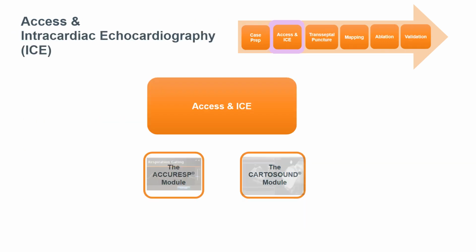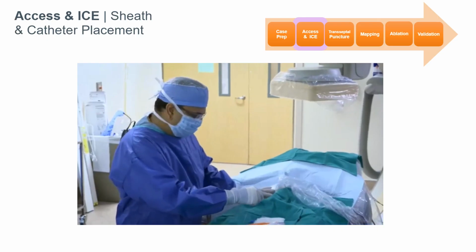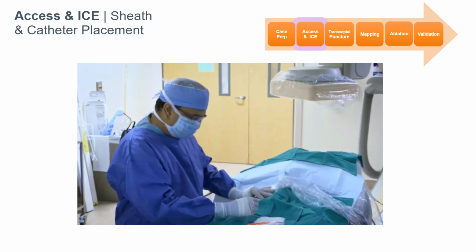Let's talk about the next phase of the procedure, groin access and use of intracardiac echocardiography, also called ICE. During this phase, the patient is now fully sedated, and groin access is obtained in order to place catheters in the heart, including an intracardiac echocardiography catheter. Watch this short video to see an example of what may happen during this phase of the procedure.